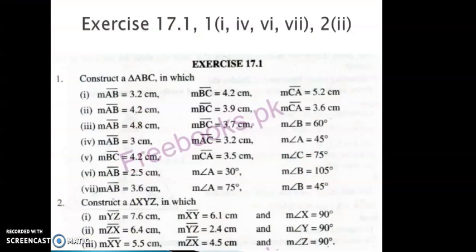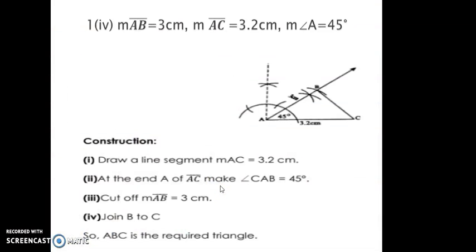Okay, so this is your part number 4. Again, the steps of construction are given. You can copy these steps on your notebooks if you are given some other question with different measurements. Okay, now coming on to question number 2.